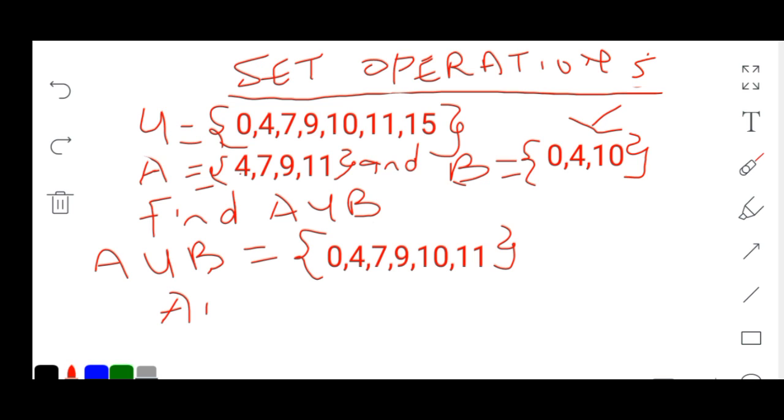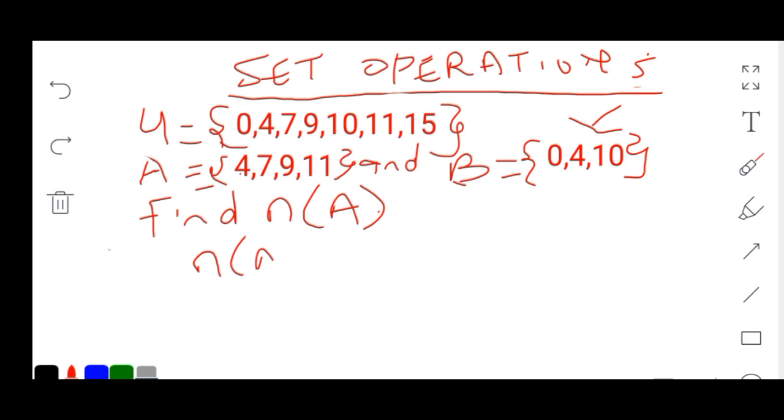A intersection B. Don't forget our intersection. What's the element that is in A that is also in B? That's what we call intersection. Something that is common. So when we say intersection, it's something that is common between A and B. So what is common between A and B? Looking at A and looking at B, there's only one common element there, which is 4. So that's why A intersection B is going to give us 4.